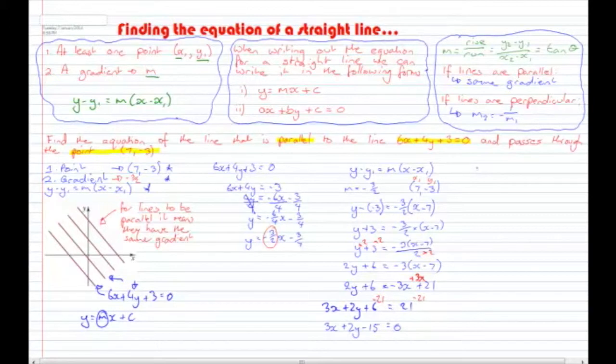Putting into the y equals mx plus c form, we have 3x plus 2y minus 15 is equal to 0. Add 15 to both sides, so you get 3x plus 2y is equal to 15. Subtract 3x from both sides, so you get 2y is equal to 15 minus 3x. Divide both sides by 2, gets us y is equal to 15 on 2 minus 3 on 2x. I can rearrange that to make it y is equal to negative 3 on 2x plus 15 on 2. And here we have the two different ways of writing out the equation of the line. This one here in the ax plus by plus c form, and then this one here is y equals mx plus c form.